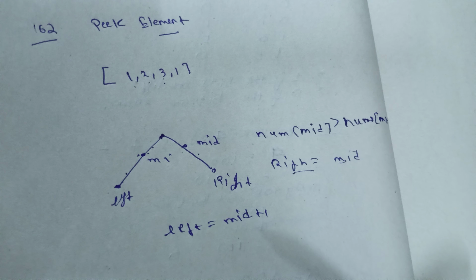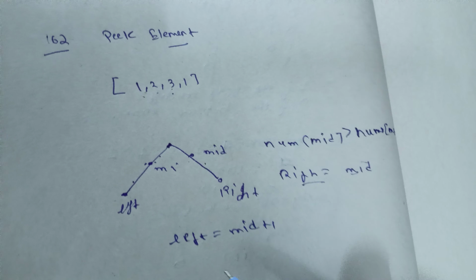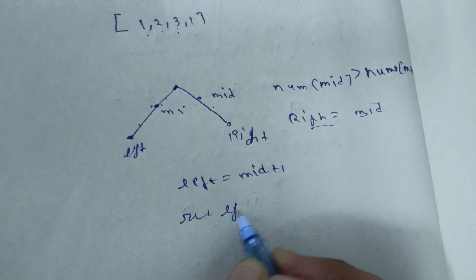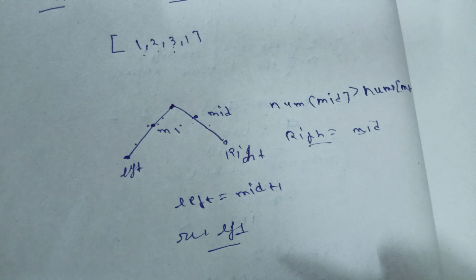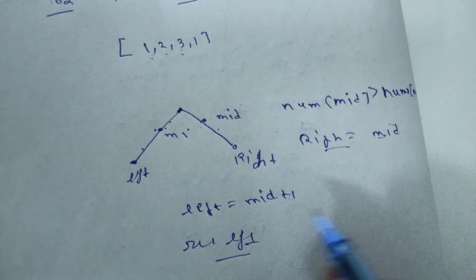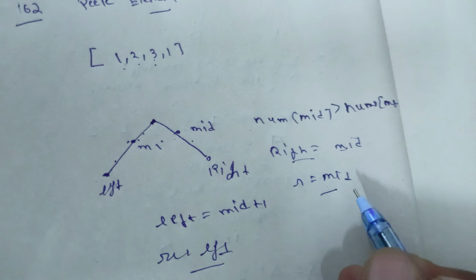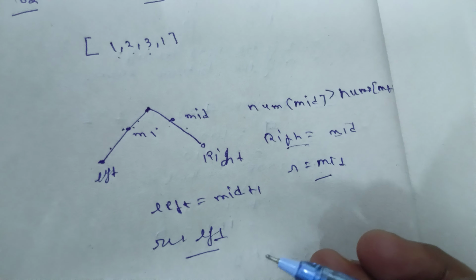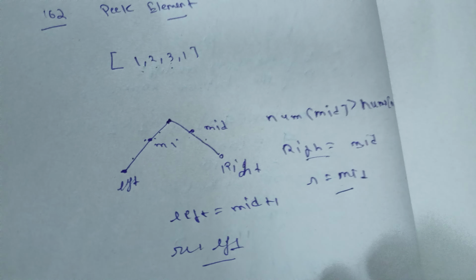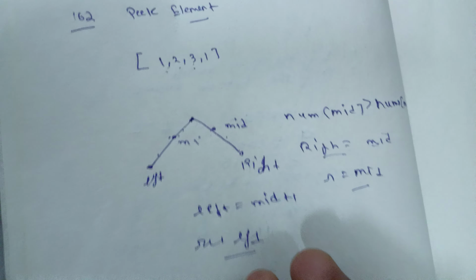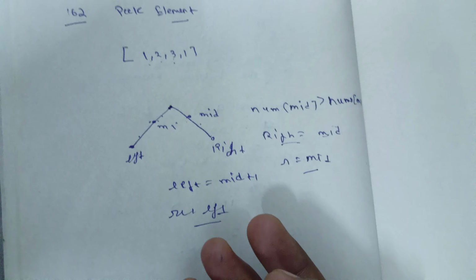Just by doing this you can get your mid, and after that we have to return the left index. Why the left index? Because right is equal to mid, and this can be a peak or cannot be a peak, but left is equal to mid plus 1. So when they both cross each other, then left becomes that element which is the peak element. So here is the code for that solution.